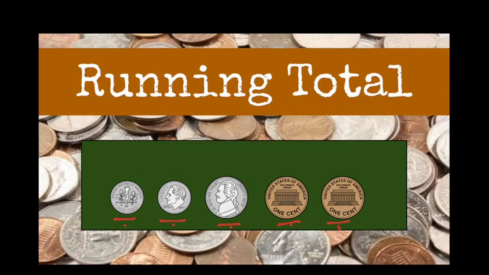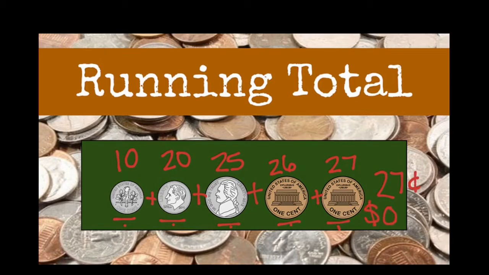If you remember what a dime equals, it equals 10. So we're going to write 10, and then we're going to count by tens again because we have another dime. So 10, 20, now we have a nickel, so we're going by fives. 25, 26, 27. The value of this group of coins is 27 cents. Or, if we wanted to do the dollars, $0.27.